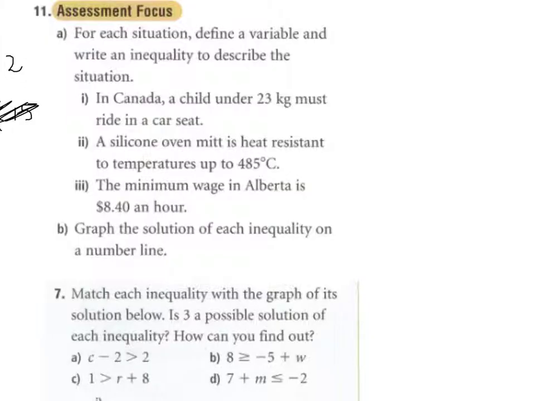Okay, so now I moved it to the next part, and we're looking to define a variable and write the inequality. So a child must be under 23 kilograms. We're going to let X be the kilograms. So the child must be less than 23 to ride in a car seat. So again, X being the weight in kilograms will have to be less than 23. It's not equal to, because if they're equal to, they don't have to ride in a car seat anymore.